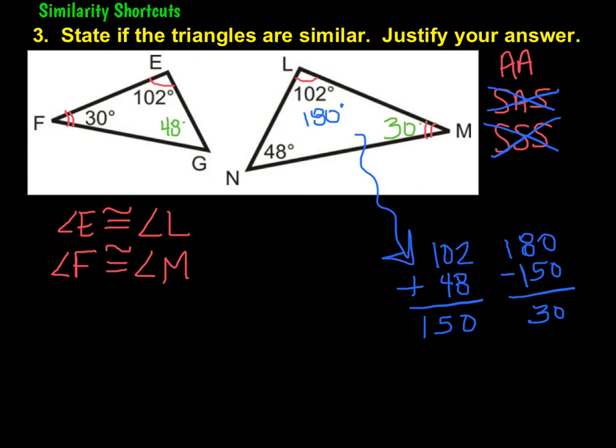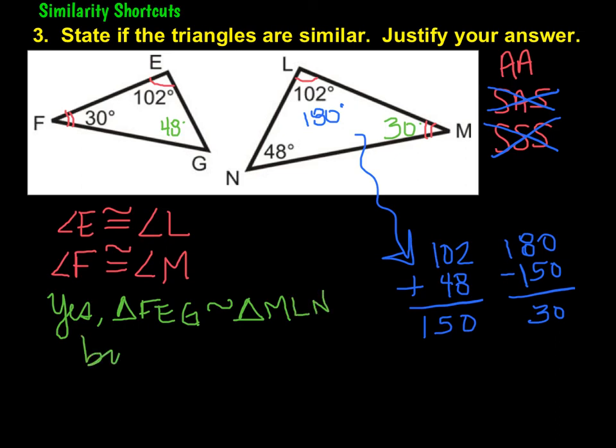So let's write our answer. We'll say yes, triangle, we'll just say FEG is similar to triangle. Now F is congruent to M, and E is congruent to L, which means G is congruent to N, by angle, angle. Got it. Okay, so that's how you show that two triangles are similar using angle, angle.